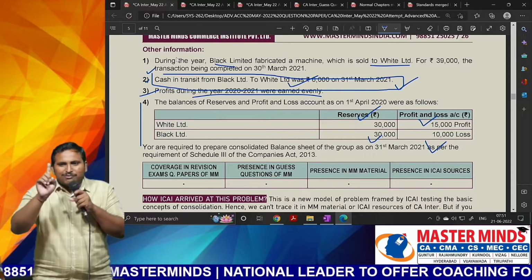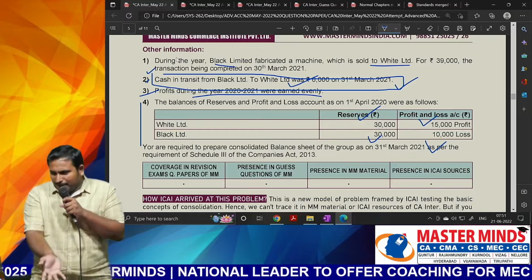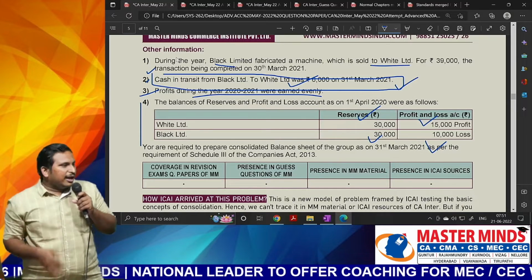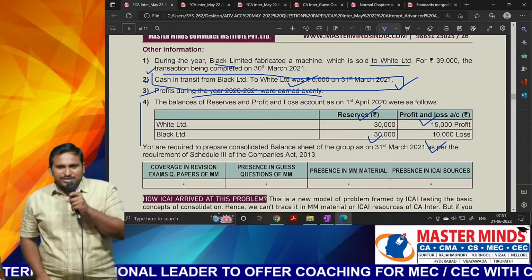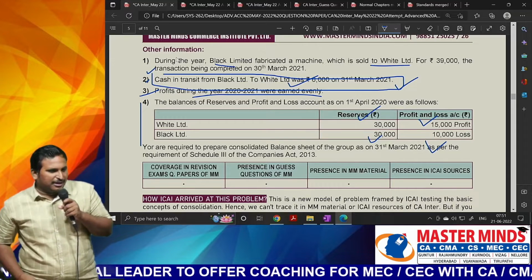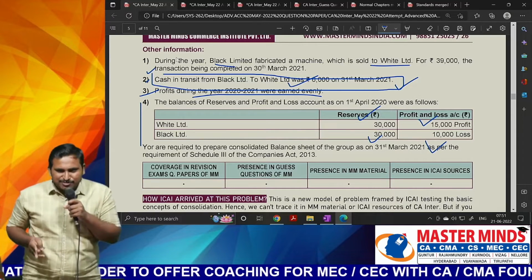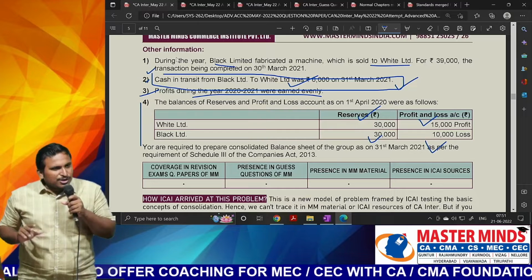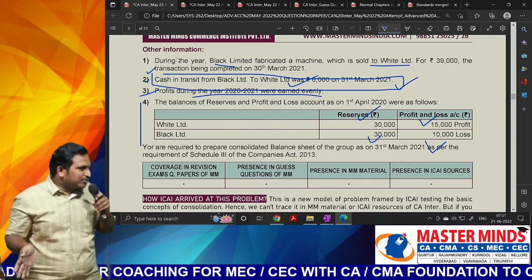We write only one working note for mutual owings that may be affected, and we may write another working note for consolidated reserves and surplus. There may be a little effect there, but for that 1 or 2 adjustments, don't think that your entire marks will be gone.